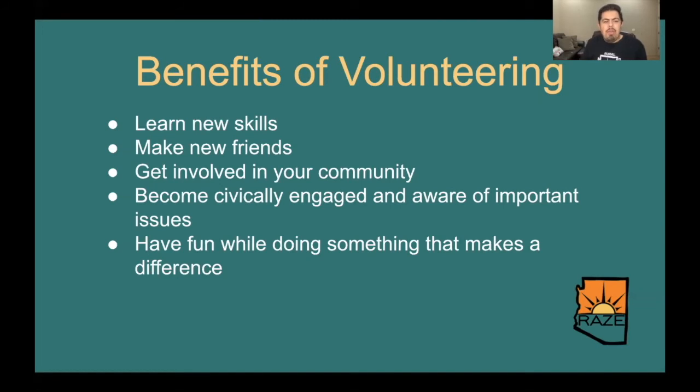Another benefit is that you also get involved in your community. You become civically engaged and aware of important issues, and you have fun while doing something that makes a difference.